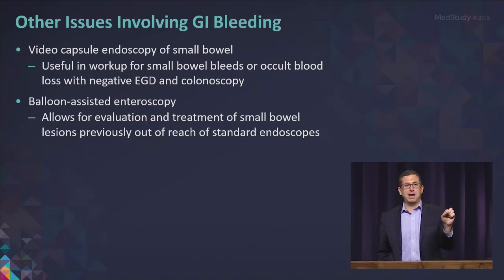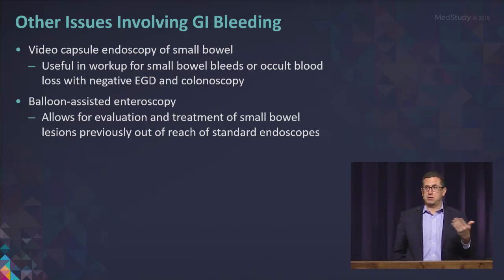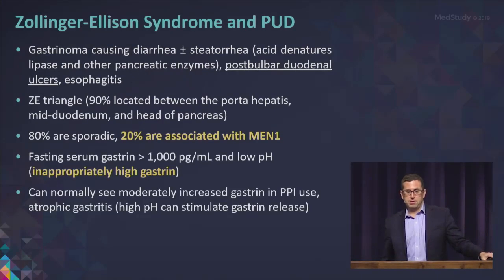So if you saw a bleeding AVM in the distal jejunum, which traditionally would be completely out of the reach of any endoscope, you could send the patient for a balloon enteroscopy and they can actually get at it. So that's good news. So Zollinger-Ellison syndrome or gastrinoma, we've already had a few slides on this.